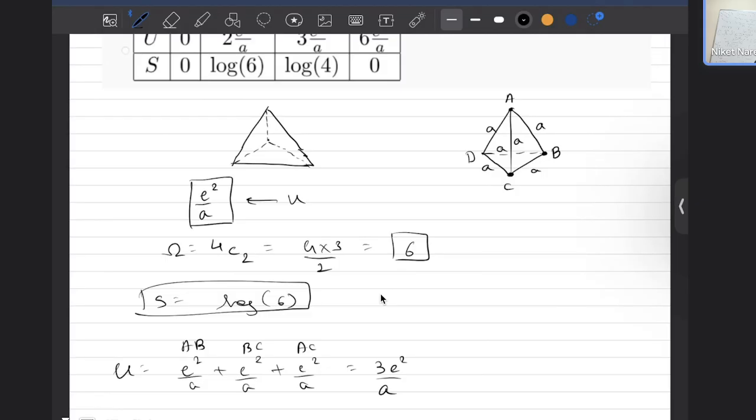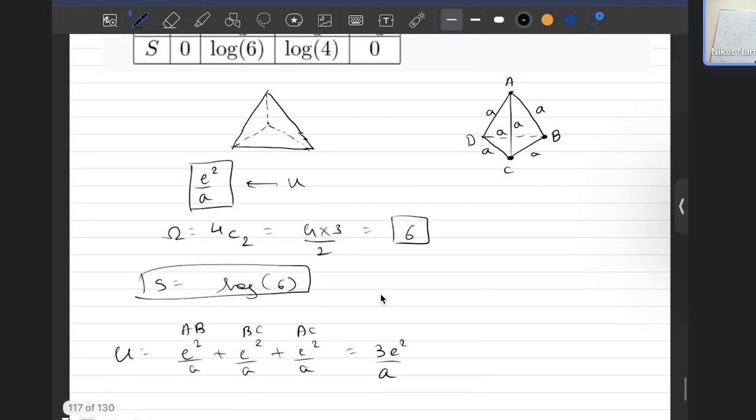So in a way, in this particular case, a given value of U is also associated with the number of charges present. In the case of the cube, that was not the case. For the number of charges being the same, say n equal to 2, I could have many different U's. But here, if we fix U, the number of charges is also fixed. So when U is equal to 3E square by A, which means that n is equal to 3, what are the number of possibilities?